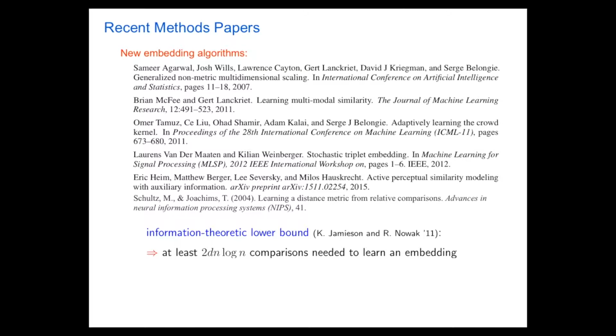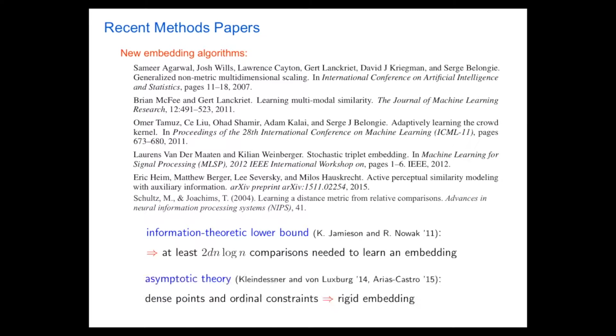Also, information theoretic bounds show that at least 2d n log n comparisons are necessary to learn an embedding, where n is the number of items and d is the embedding dimension. And the problem has been studied as the number of points become dense in the embedding space, and that embeddings can be accurately recovered in this asymptotic regime.